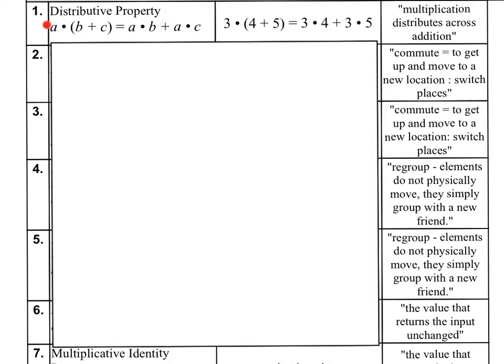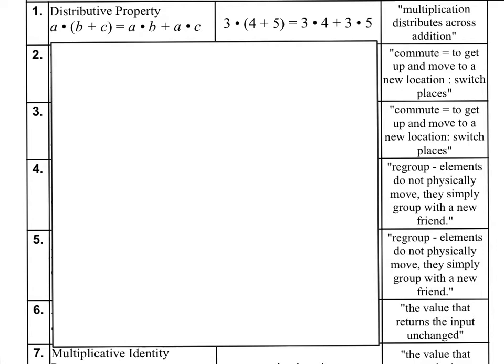The distributive property can be of addition or of multiplication. So it shows that A times the sum B plus C is the same thing as distributing A times B plus distributing A times C. And then here we have a numerical example to copy down as well.